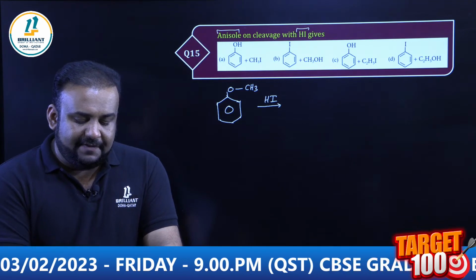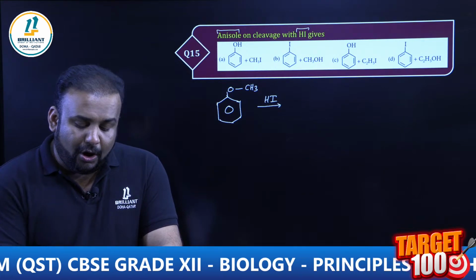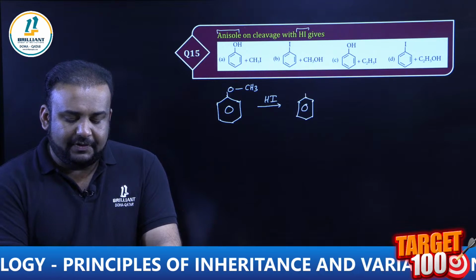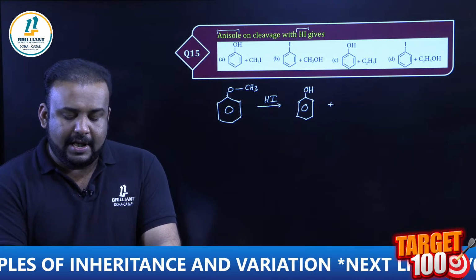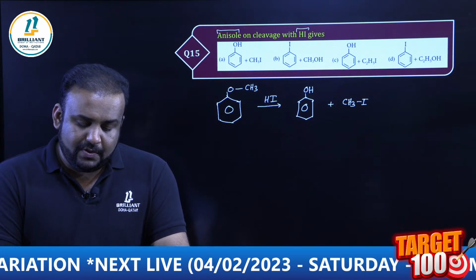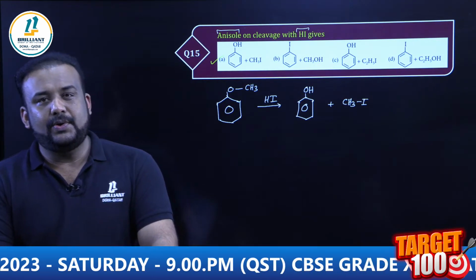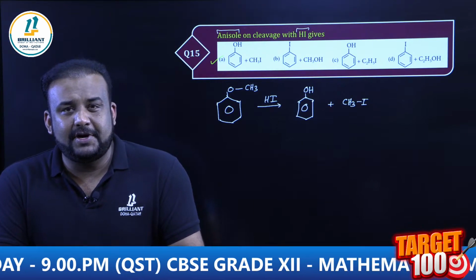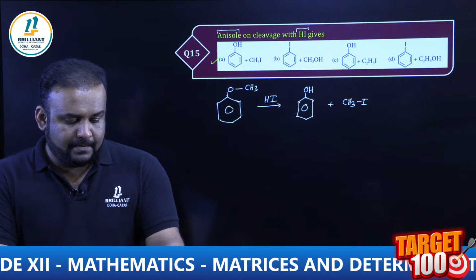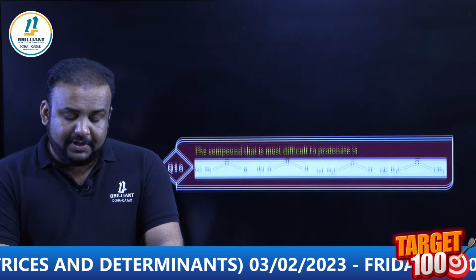Yes, you know that it is difficult to break this bond as it has a partial double bond character due to resonance. So all the time if you have an aromatic alkyl ether, one of the products will definitely be phenol, and the other product will be an alkyl halide. So we get phenol plus iodomethane. Phenol plus iodomethane. Is it clear to everyone? Yes, very good. Right, let's move on to the next question.